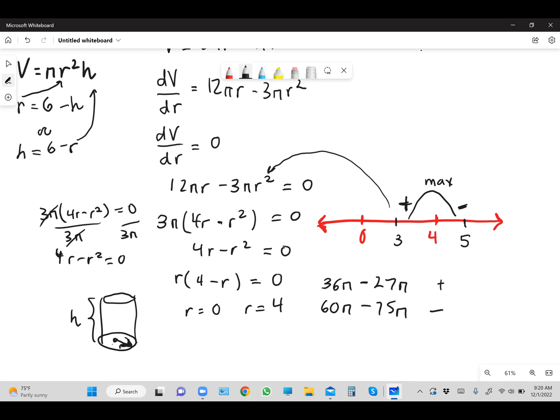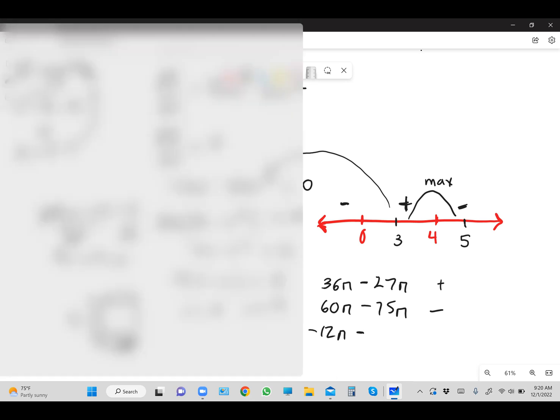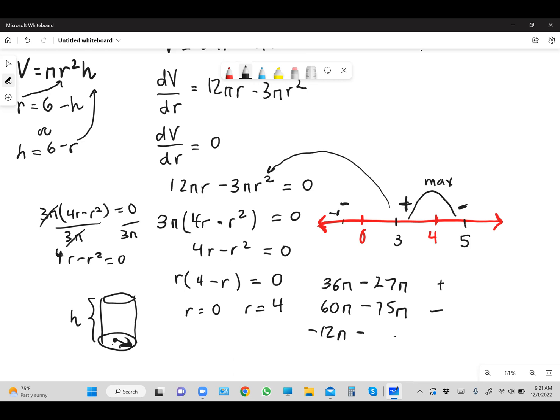And now at 0, we're going to test on the other side of 0. Obviously, it makes no sense to test -1, because can you have a -1 radius? No. But let's just do it for fun. So -12 pi minus, and then -1 squared is 1 times 3, so it's minus 3 pi. So we're testing -1 here, and it's going to be decreasing. So here it's decreasing, increasing. This is going to be the min, but in reality, it's just like the cylinder doesn't exist.